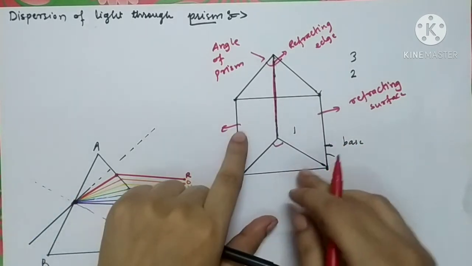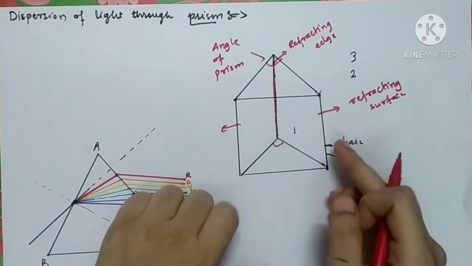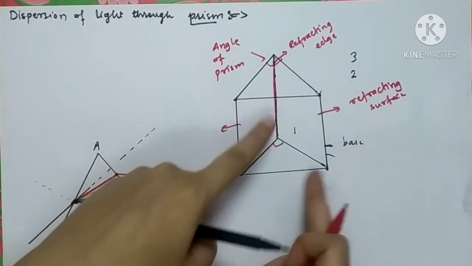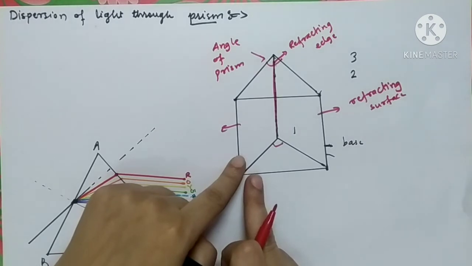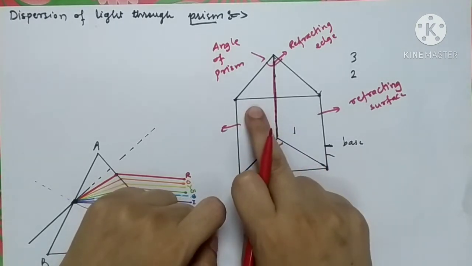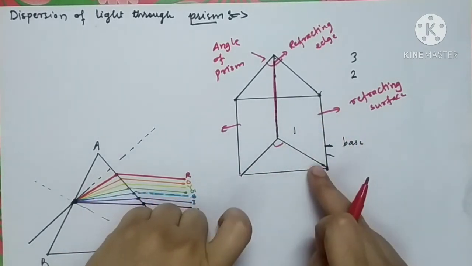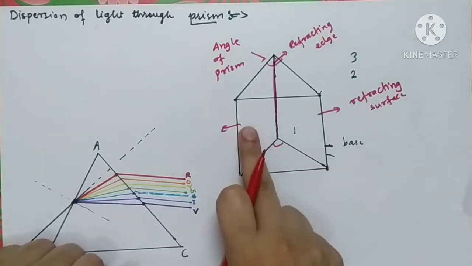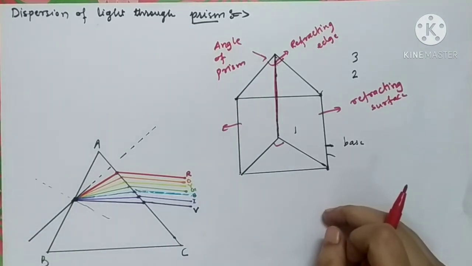So you can place the prism on this surface also, or on this surface also. Whenever you place the prism on a surface, it will become the base, while the remaining two surfaces are the refracting surfaces. When you place your prism on this surface, then these two surfaces, this one and this one, are going to take part in the process of refraction, and this one will be called the base. So it is up to your choice, you can take any surface as a base and any two surfaces as refracting surfaces.